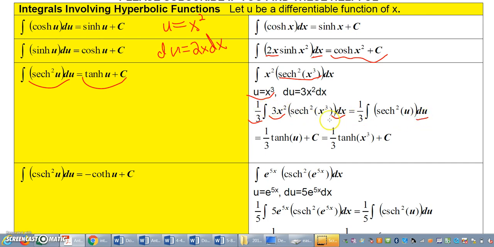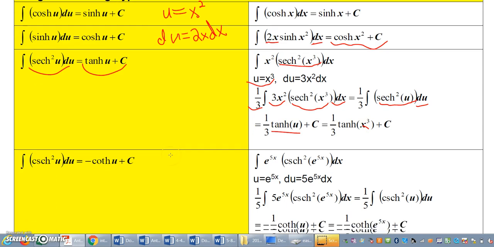So I've got the du, and then this hyperbolic secant squared of x cubed is the same as hyperbolic secant squared of u. Now I've got it in the form where I can use this formula, and when I integrate the hyperbolic secant squared of u, I get hyperbolic tangent u times 1/3. Remember, I had to put 1/3 on the outside of the integral, and then plus a constant, and at the end make sure you replace u with our substitution x cubed. So we just get 1/3 hyperbolic tangent of x cubed plus a constant.